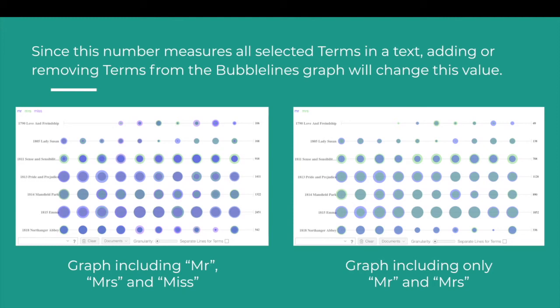Since this number measures all selected terms in a text, adding or removing terms from the Bubblelines graph will change this value. As you can see here, the graph including Mr., Mrs., and Miss has higher document counts than the graph only including Mr. and Mrs.